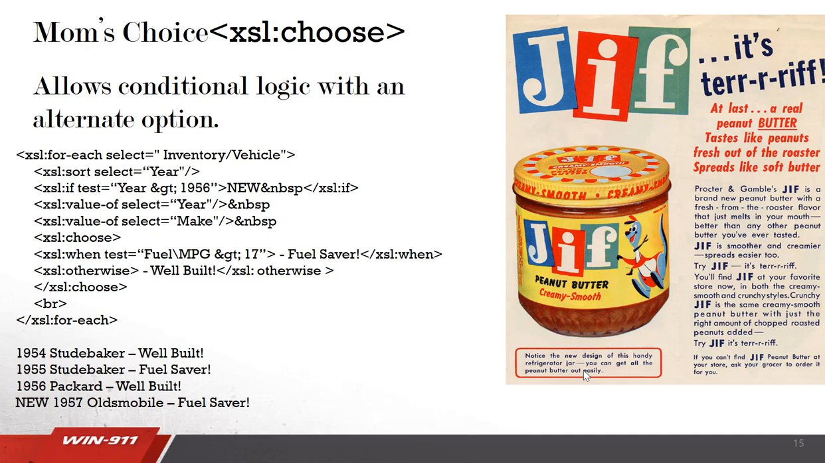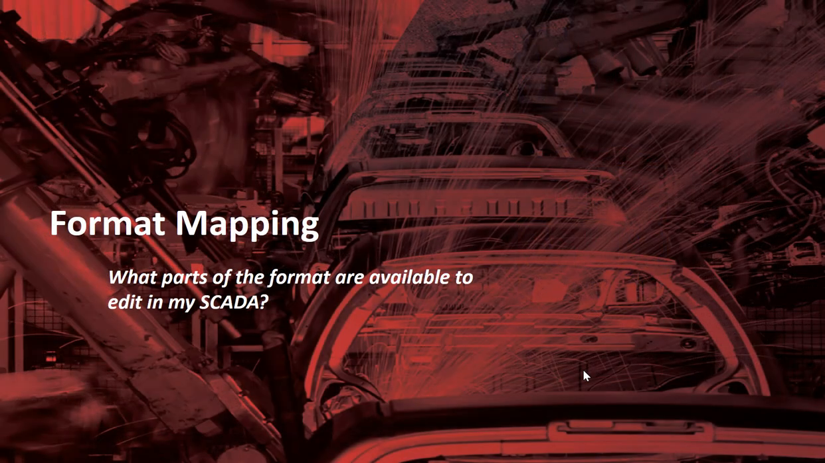And that's up at the top of this XSL statement. It says after the sort, I've used an if to say if the year happens to be greater than 1956, let's prepend this record with new. And the ampersand nbsp, that's a technical way to say non-breaking space. So without the ability to break the line, new 1957 Oldsmobile fuel saver.